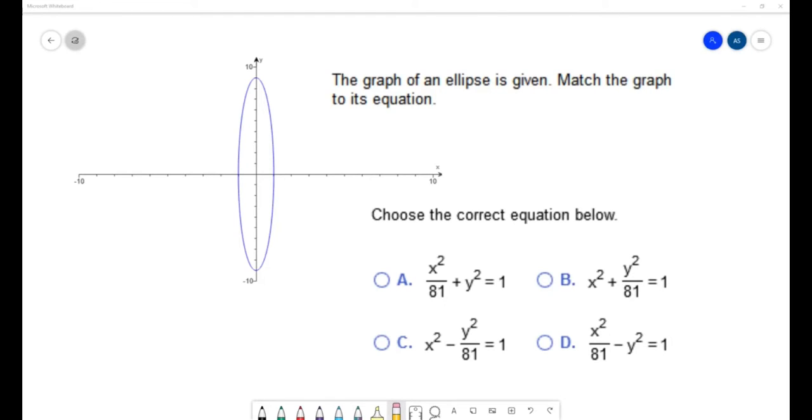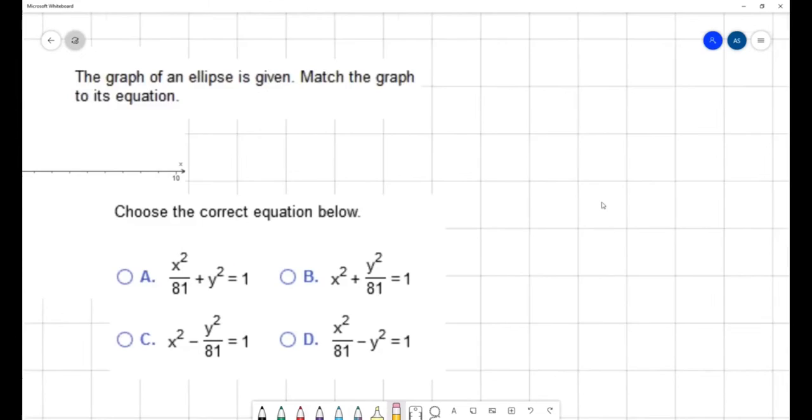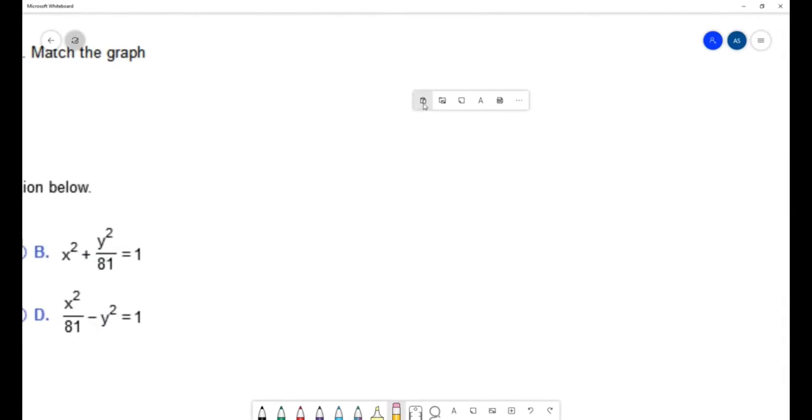So in this question, we're given the graph of an ellipse, and we want to match this graph to the equation. And we're given some different equations to choose from. In order to figure out which equation matches, we need to really understand a couple different things about the ellipse. So I've taken a screenshot from our notes that we're going to take a glance at.